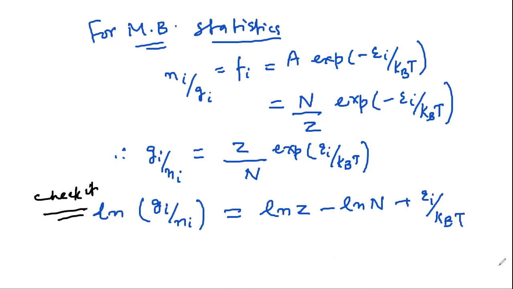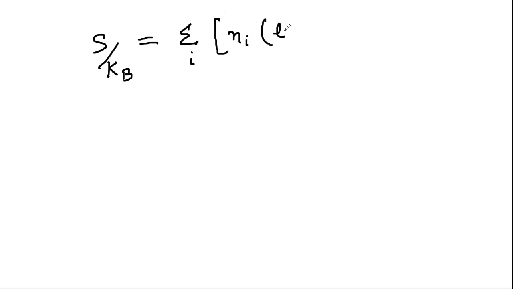I will write it on next page. So we get S by Kb is equal to summation I Ni ln z minus ln n plus epsilon I by kBT plus 1.